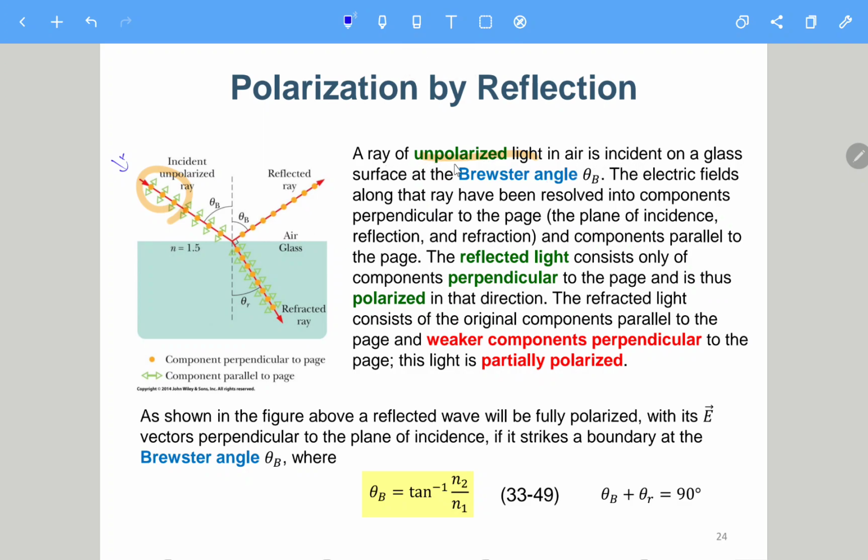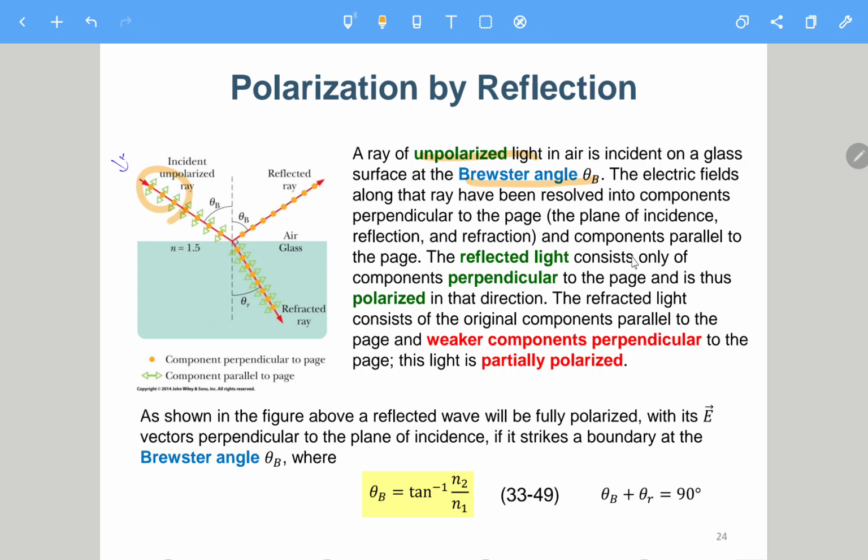Okay, so it says if a ray of unpolarized light in the air is incident on a glass or maybe other material, that is also okay. So the angle will be different. Okay, at the Brewster angle. So this is very important. It's the Brewster angle. So the electric field along that way has been resolved into components perpendicular to the page.